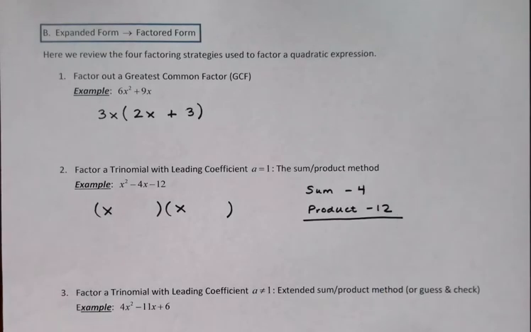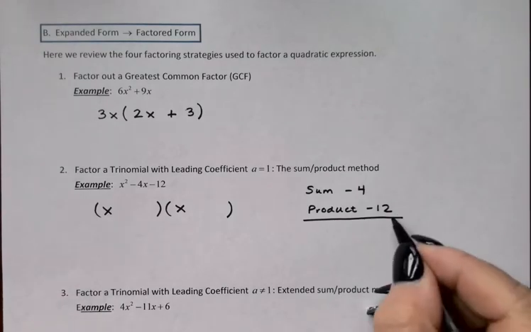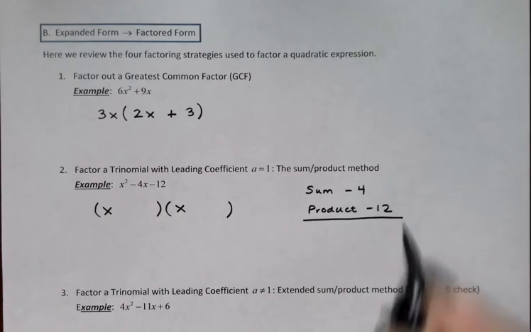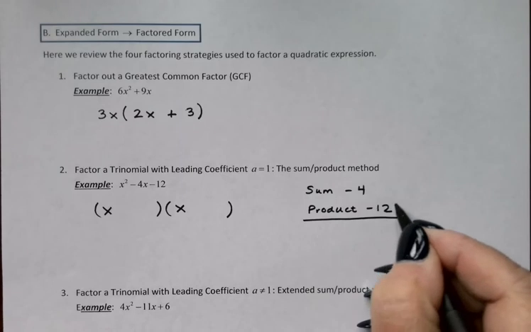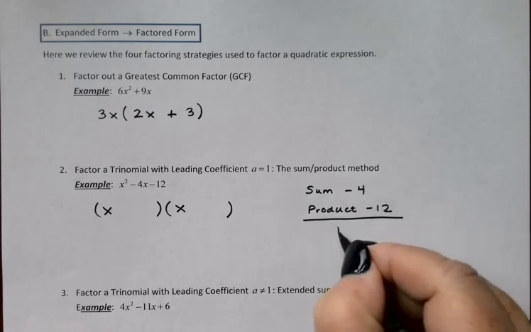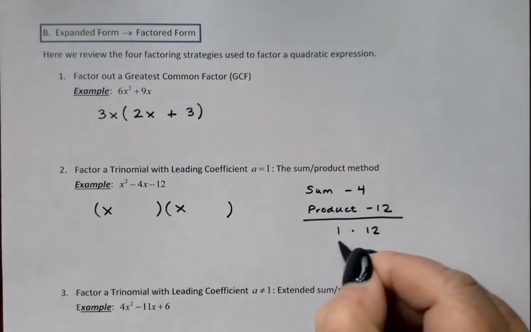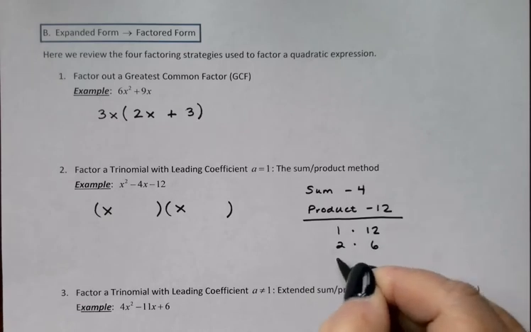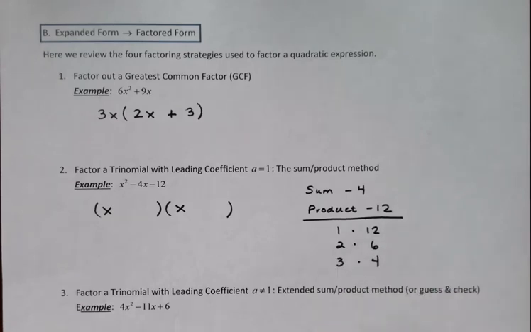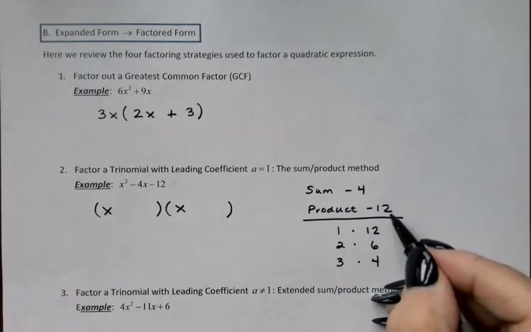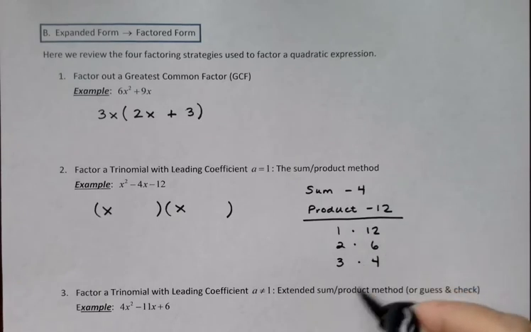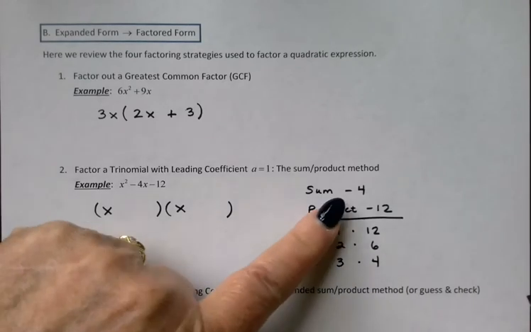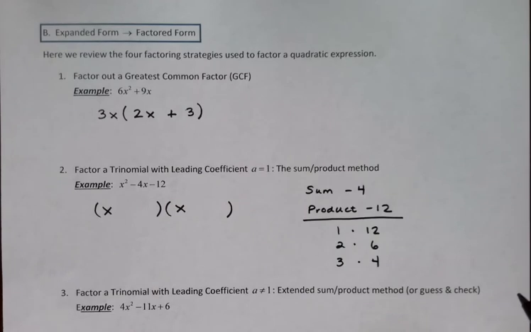This one's not a particularly challenging one, but in general, if you have a hard time coming up with these, concentrate on the product. List all the ways that you could multiply two numbers to get 12. 1 times 12, 2 times 6, 3 times 4. That's it, right? Now I do want a product of -12, so I know one of each of these products would have to have one negative factor. And I also know the sum is supposed to be -4.